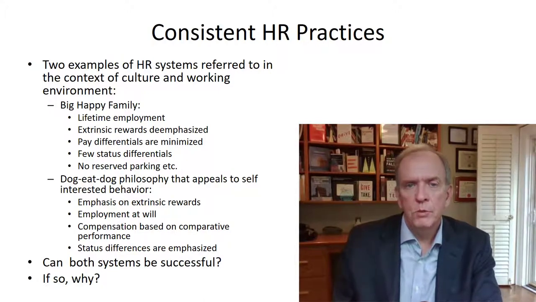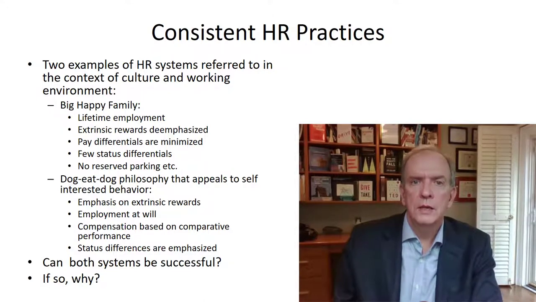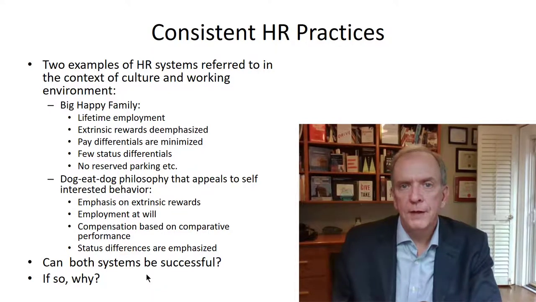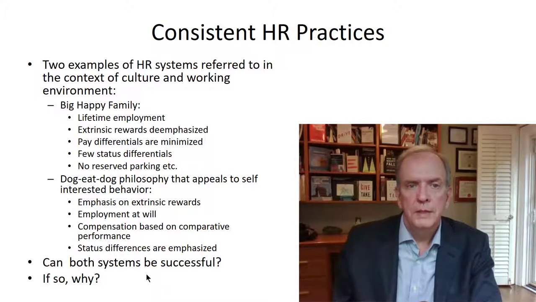A culture in a big happy family is going to be quite different than the culture in a dog-eat-dog kind of company. So, question to think about: can both systems be successful? And if so, why? I'll let you ponder that. We'll bring that up when we're doing our class synchronously. But of course, you see both being successful. I gave an example of Goldman Sachs where you'd have more of a dog-eat-dog. You could think of a big happy family type situation, but definitely they are out there. So if you can come to class thinking of some of those differences and comparatives and some real life examples, that's helpful for us to discuss.